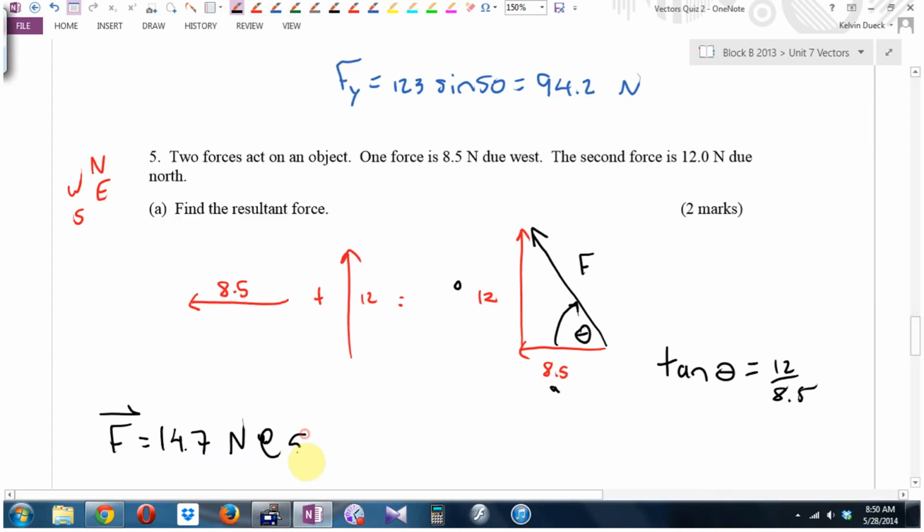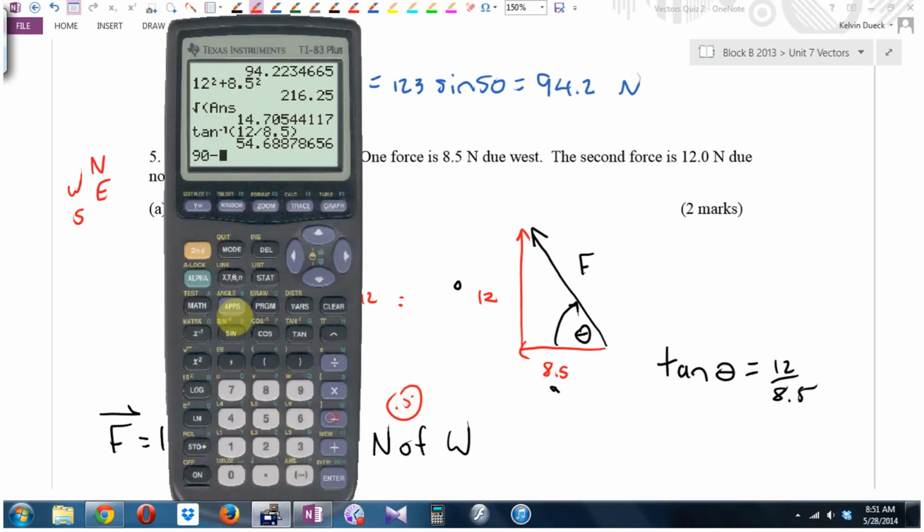So 54.7 degrees. What of what? North of south, east of west? This is north of west. Start out going west, north of west. Same as before, 1 mark, half mark, half mark. Did anybody find the other angle, west of north? 35.3.